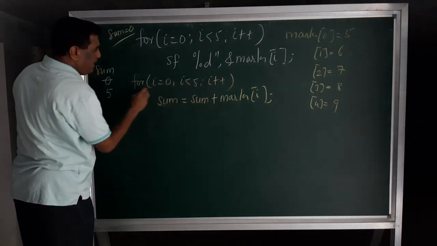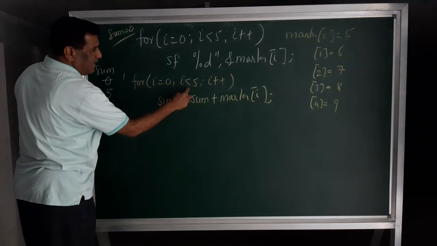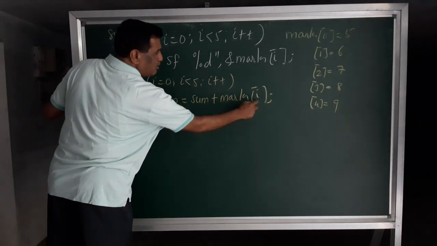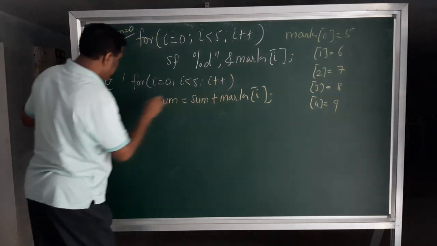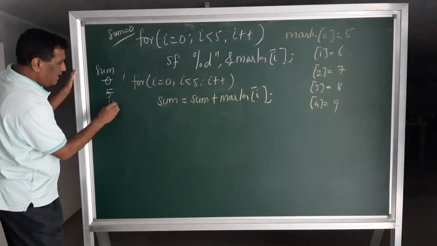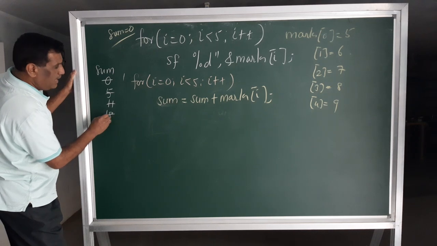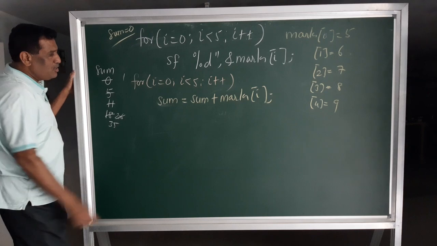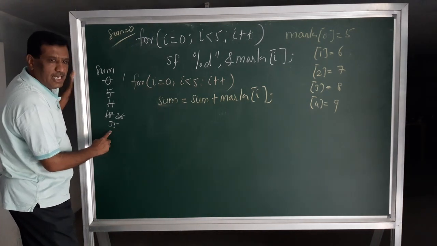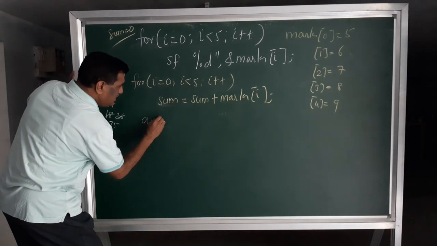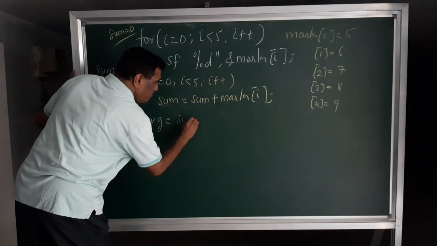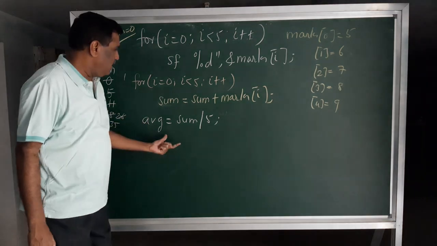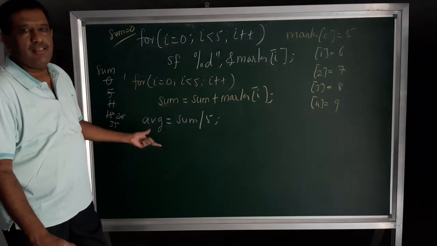Then I plus plus makes I as 1, 1 less than 5, sum is equal to sum plus marks of I. So 5 plus marks of 1, that is 6. So 5 plus 6, it becomes 11. Similarly, it becomes 18, then 26, then 35. So the final value of sum is 35, and then I just say average is equal to sum by 5. This average will make 35 by 5 as 7.